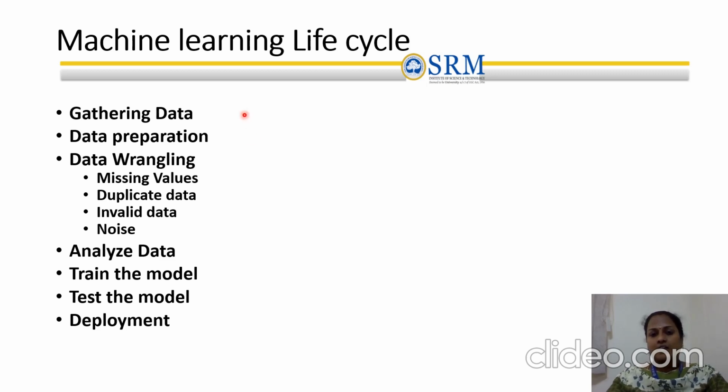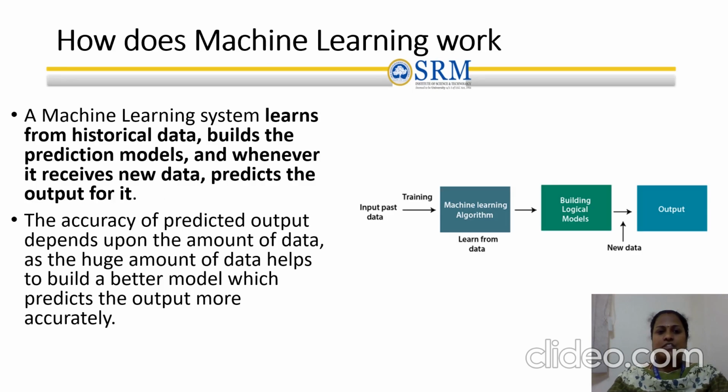In data gathering, based on the problem statement, the required data is collected. By using sensors, we can collect data of a real-time scenario, or else we can use a benchmark data set. The next stage is data preparation. After data gathering, we have to prepare the data by deleting abnormal data, irrelevant data, noisy data, and so on.